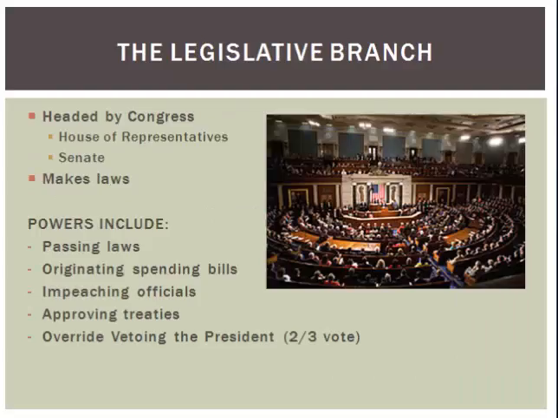Our last branch is the legislative branch. It's headed by Congress, which we're going to do a lesson on later in this unit. And Congress consists of two houses, which is the House of Representatives and the Senate, and their primary reason for being is to make laws. Their powers include passing laws, originating spending bills, impeaching officials, approving treaties, and their checks and balances is overriding vetoes of the president.